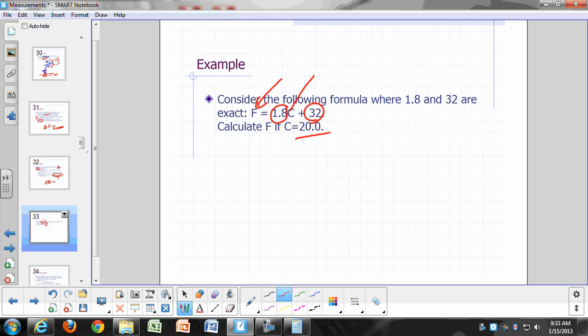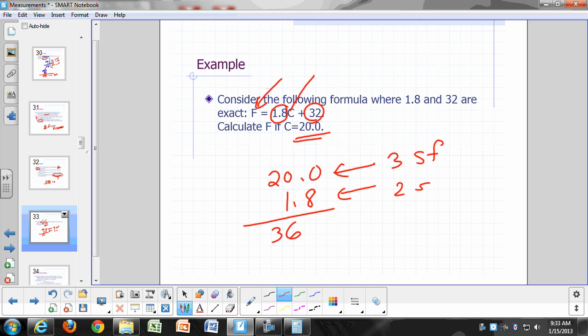So what if C happens to be 20.0? How are you going to calculate F? Well, let's see. 20.0 times 1.8 gives us 36. Now, 20.0 has 3 sig figs, and 1.8 has 2 sig figs. So your final answer here should... I'm sorry, 1.8 is exact, so it has an infinite number of sig figs. So this 36 right here should have 3 sig figs, so I should write it as 36.0. This is an intermediate step. I can add an extra digit, but the extra digit is going to be 0 anyway, so I'll just leave it at that.